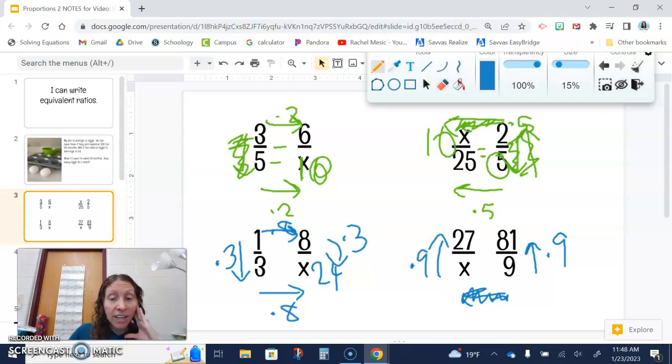Ooh, but this one is tricky because I don't know what I'm starting with. Some number, I'm starting at the bottom, multiplied by 9, going up, equals 27. So that means it's going to be some smaller number. Oh, that would be 3. If you are stuck, you can also reverse your arrow if you do the inverse operation. So you could actually go from top to bottom and divide by 9. 27 divided by 9 is 3.